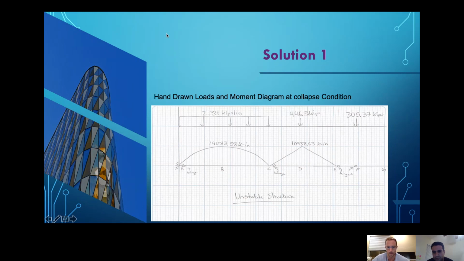So here's a hand-drawn loaded moment diagram at the collapse condition for problem 1. This was just done by using the original problem we were given and multiplying the given loads by our cumulative F at the collapse condition. So this was 0.01 times 234, 1.9 times 234, and 1.3 times 234. And this is the resulting moment diagram, which could not be displayed in Mastan because it's an unstable structure, so it will not run the analysis. And there are hinges now located at point A, point C, point E, and point F.